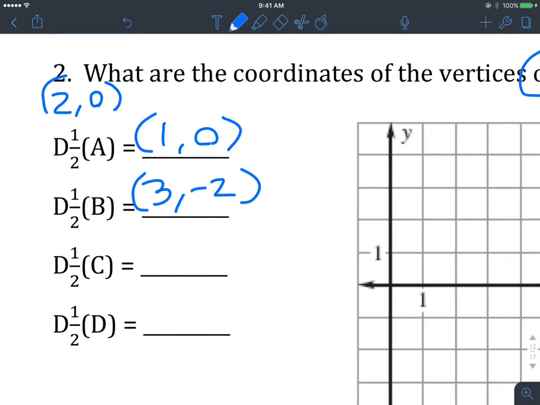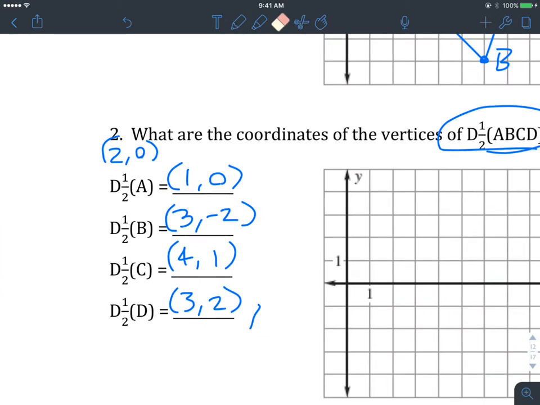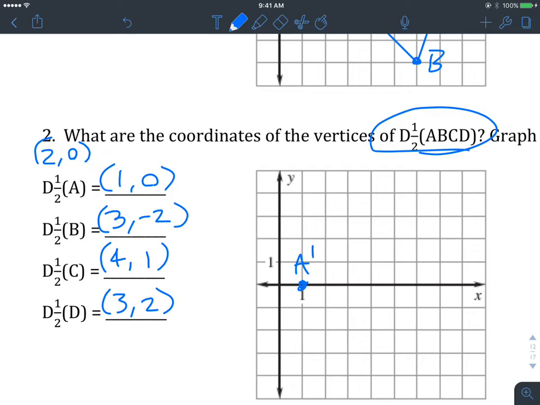C was 8 comma 2, so divide those both by 2. That would be 4 comma 1. And then D was 6 comma 4, so that would be 3 comma positive 2. Those would be your new points: A prime, B prime, C prime, D prime. So I'll go ahead and start plotting those. A prime, B prime, 3 comma negative 2. C prime is 4 comma 1. And then D prime is 3 comma 2.